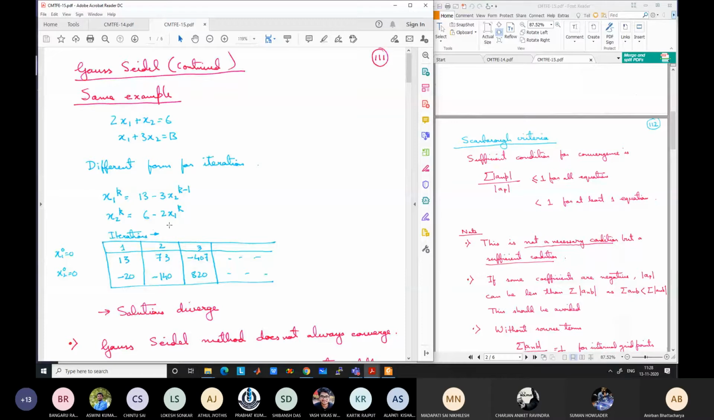And in this case, there is no guarantee that convergence will occur. There might have been convergence, but in our case, unfortunately, convergence has not occurred.